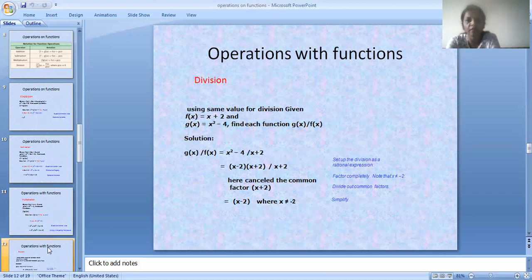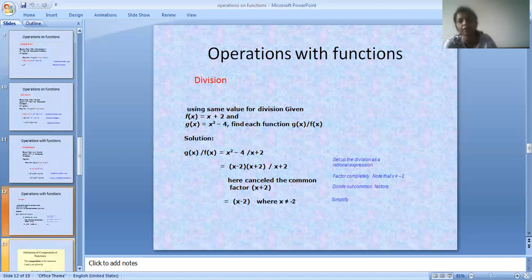In the solution part, we have g of x upon f of x. First, we put the value of g of x, that is x square minus 4, upon the value of f of x, that is x plus 2. Here we take the factor form of x square minus 4, that is x minus 2 and x plus 2, upon x plus 2. The common factor x plus 2 cancels, and we get the final answer x minus 2. These are the four operations on functions: addition, subtraction, multiplication and division.